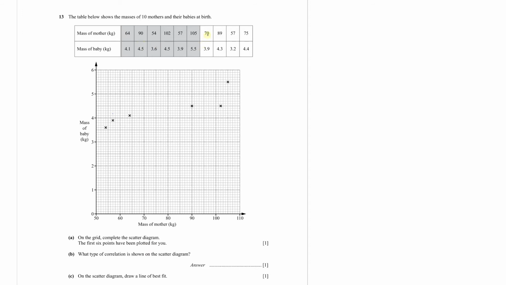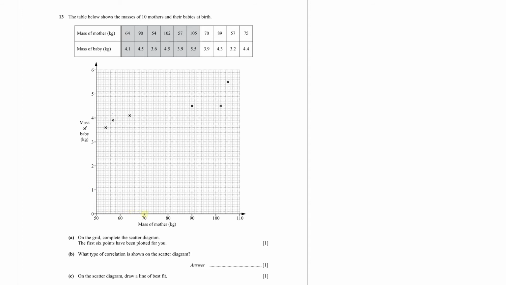The first that we need to plot is where the mass of mother is 70 and the mass of baby is 3.9. So on the x-axis, you have the mass of mother. This is 50, this is 60, and there are 10 blocks in between. So that means each small block represents a value of 1. So 70 will be right here.